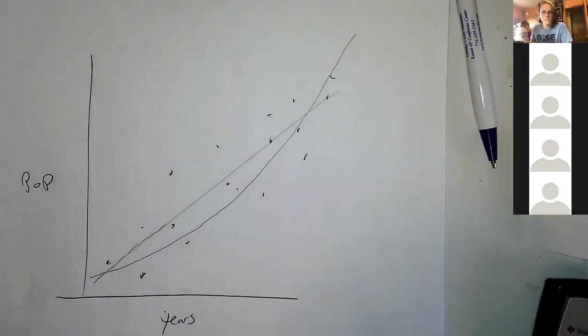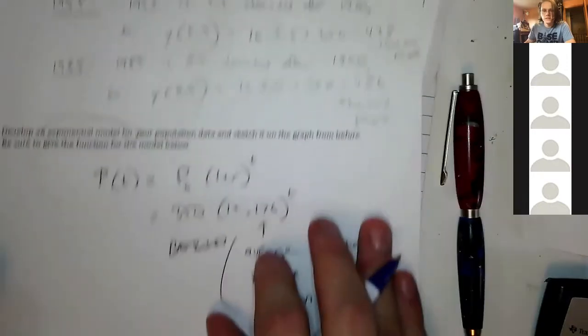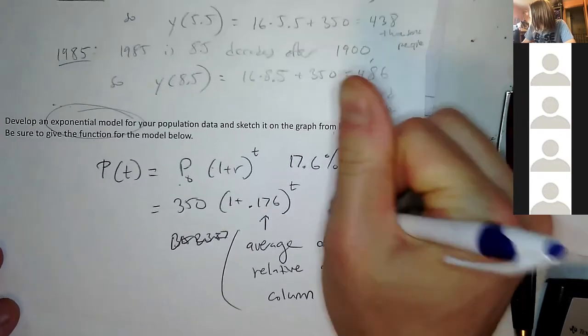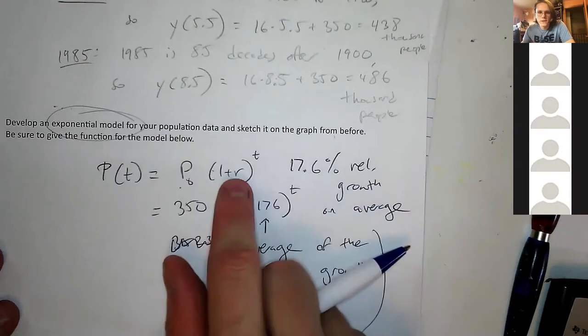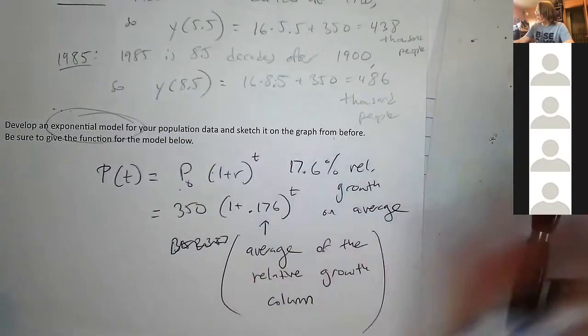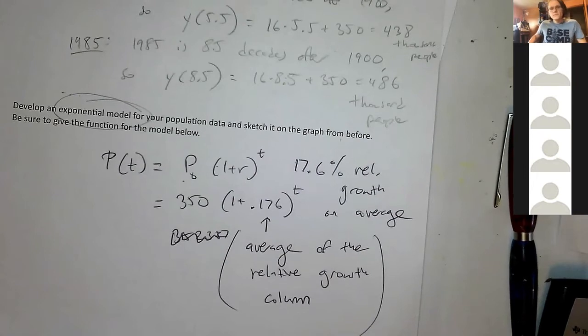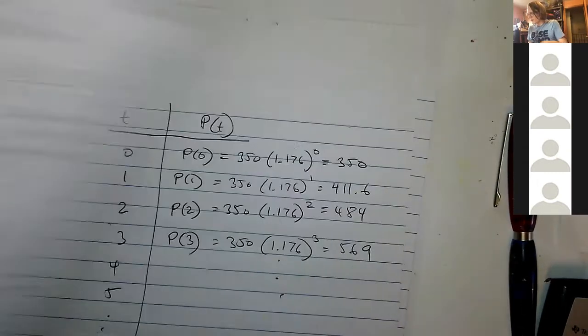Any questions? Yeah? I'm sorry, what was the calculation you used? You said 1.76 to find the... Oh, that was 17.6% relative growth on average. So I use that for my relative growth for my exponential model. No, I understand that part. It's just how you got, when you were doing the table, like 411.6. You did something on your calculator that I didn't understand. Oh, let me see.